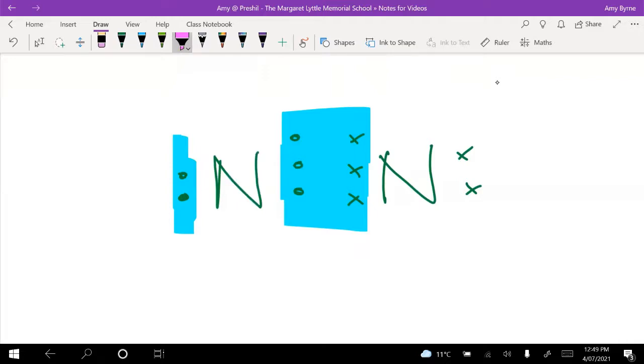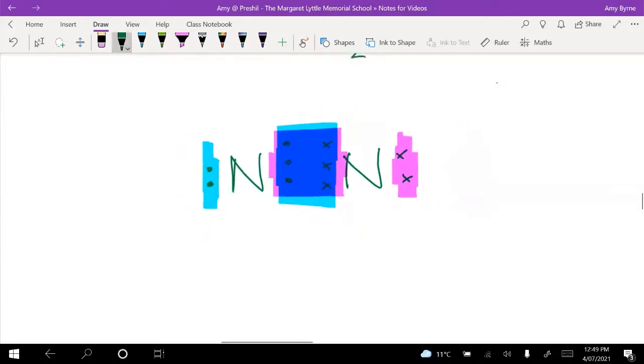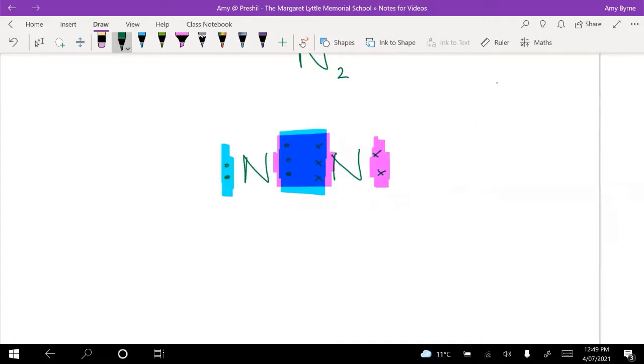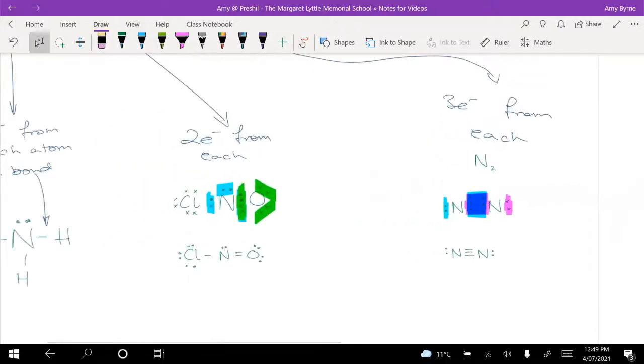Then my guy on the right has 2, 4, 6, 8. So both of those atoms are now happy. Both of them have that octet of electrons that it wants. And how we can show this is with the triple line. So remember, each line is 1 pair of electrons. So that's how we can show that.